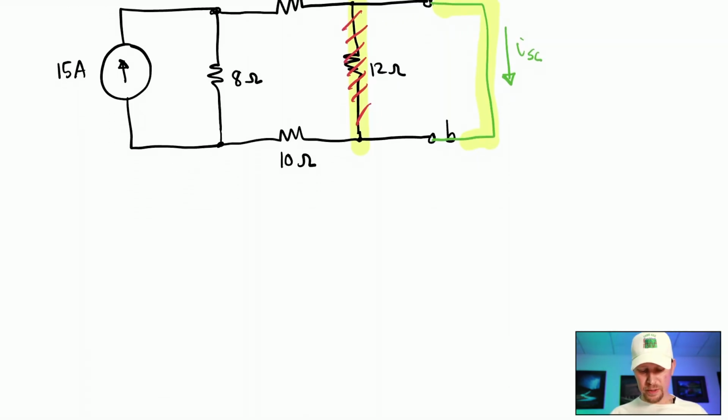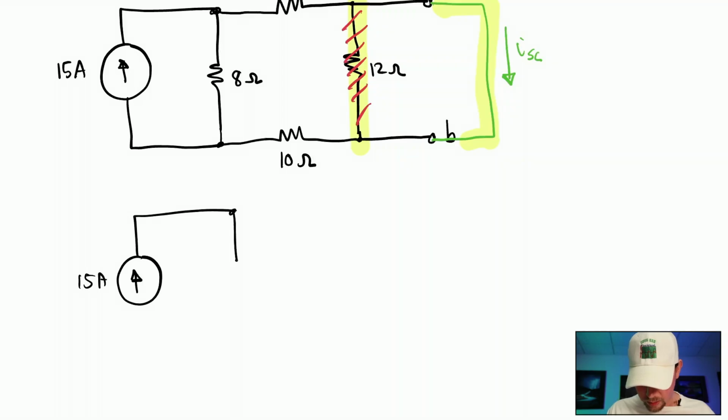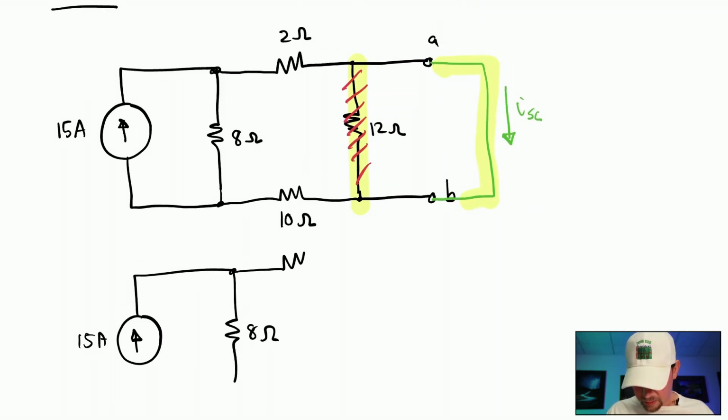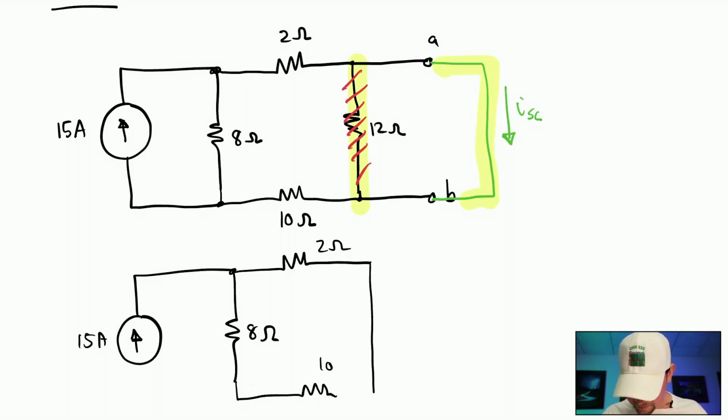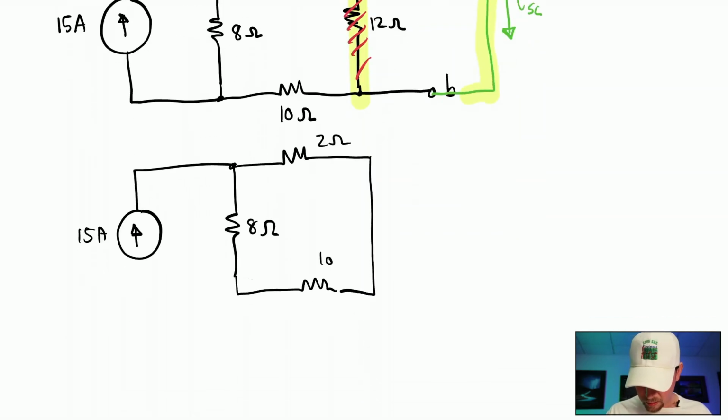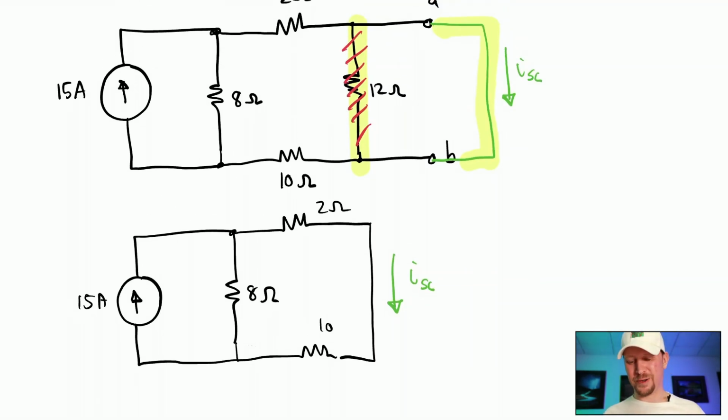So the circuit that we're actually dealing with, right, consists of my 15 amp current source. The 8 ohm resistor is still there. So is the 2 ohm resistor on the top. We also have our 10 ohm resistor on the bottom, like so. And then the circuit's complete, and the current that we're looking for, just drawing it out neatly, is the current that's flowing through that branch.